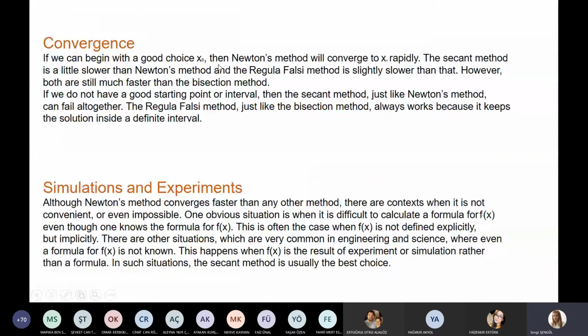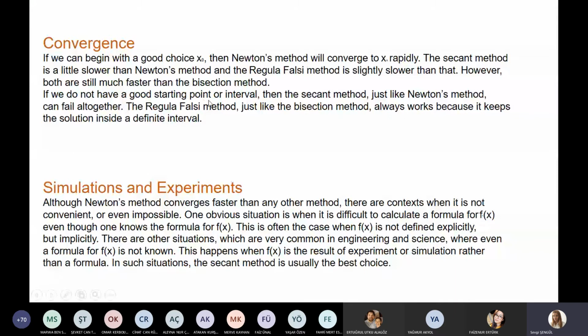So in here, according to the convergence, I also tried to summarize the results of these methods. If we can begin with a good choice of x0, Newton's method will converge to x rapidly. The secant method is a little slower than Newton's method, and the regula falsi method is slightly slower than that. However, both are still much faster than the bisection method. So bisection is the slowest, we can say that.